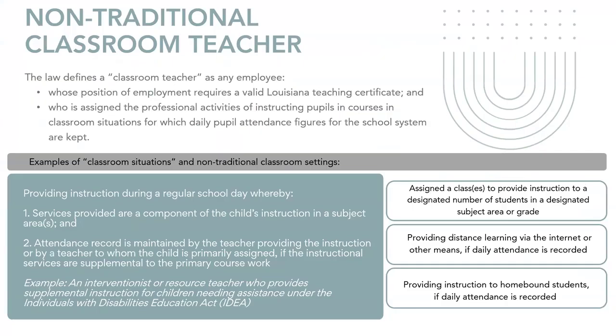We'll move on to this non-traditional classroom teacher slide that Jessica mentioned earlier. We're going to go through some classroom situation examples and some examples of non-traditional classroom settings. I'm going to start with those little boxes over to the side. We have our bottom two being those non-traditional classroom settings, which will be providing instruction to a homebound student or someone who is doing distance learning via the internet or other means, as long as daily attendance is being recorded. And then you have your top box, which is going to be your more traditional. This is where you are assigned to a class. You're providing instruction to a designated number of students in a designated area or grade.